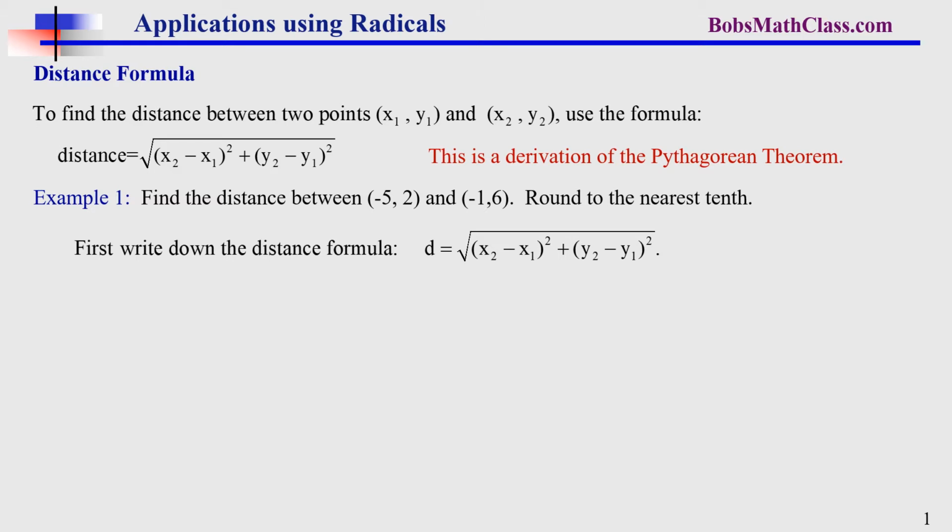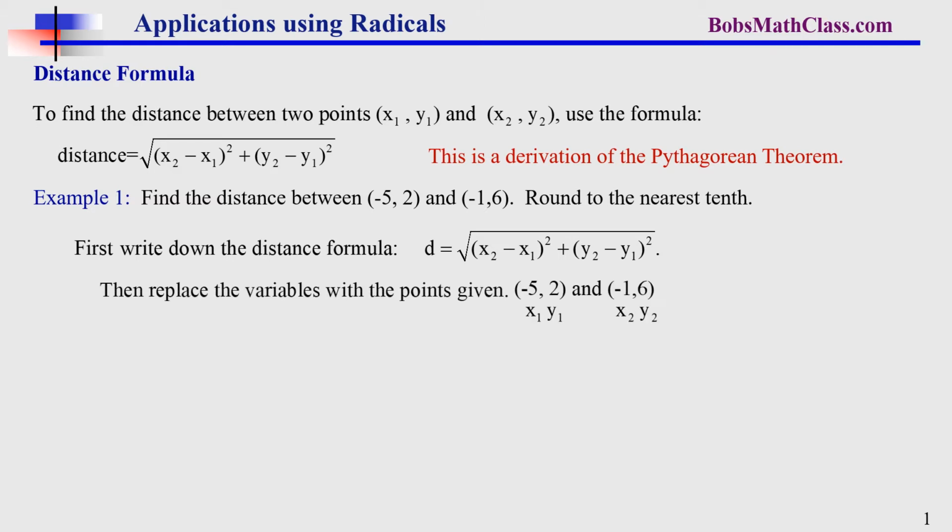And then we're going to use those points, (-5, 2) and (-1, 6). And I like to put a little x1, y1 next to the first point, and then the x2, y2, either above it or below it on the second point. Okay, so now replace x2 with -1, x1 with -5, y2 with 6, and y1 with 2. You might want to pause it and do that work.